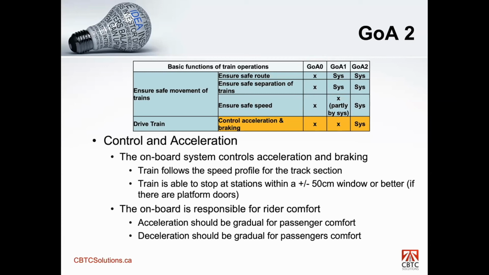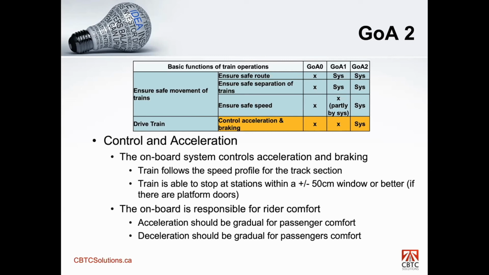The train is able to stop at stations within a plus or minus 50 centimeter window, or better if there are platform doors. So basically, the control of the propulsion system is under the control of the onboard controller, and the driver has no control over it unless they pull the system out of this mode and take control of the train. The onboard system is also responsible for ride comfort.